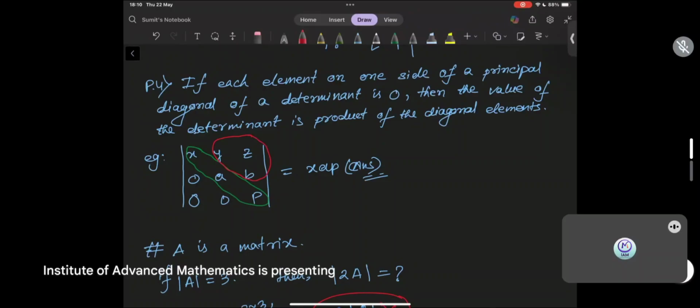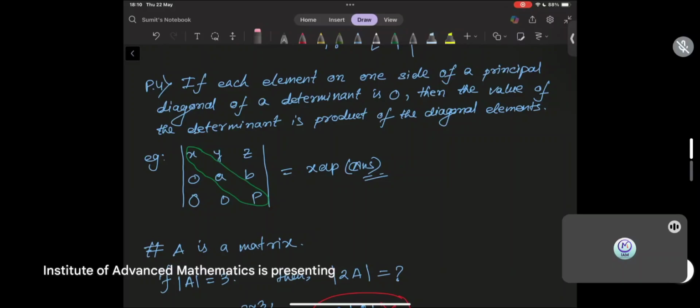That's why it is written: if each element on one side of a principal diagonal, over here the lower side, is 0, the upper side can be 0 also. Like the lower side, 3 elements are 0, and in the upper portion of the diagonal, those elements can also be 0. Then the whole value of the determinant will be the product of the elements of the diagonal.